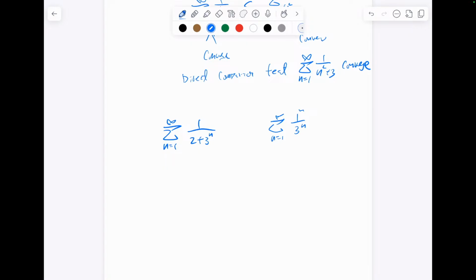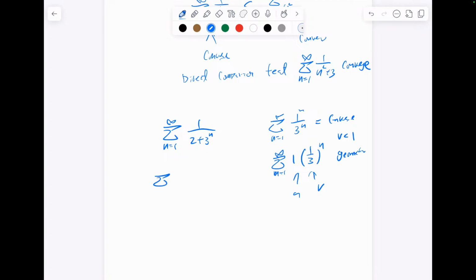It's not telescoping, and it might be... P series? No. Omni, why is it geometric? It could be 3 to the -1. So this is a 1, right? 1/3 to the n, right? So this is a, and this is r. So r is less than 1, so this has to converge because it's geometric with r less than 1.